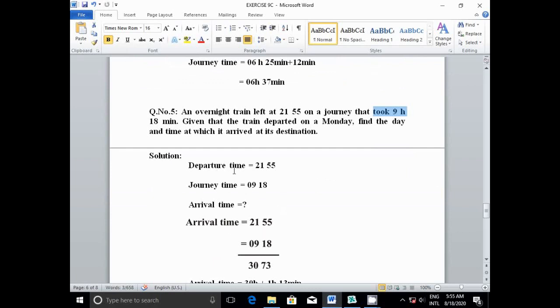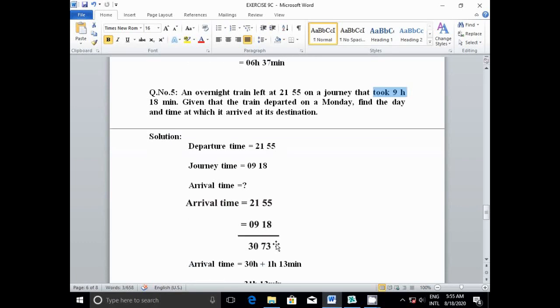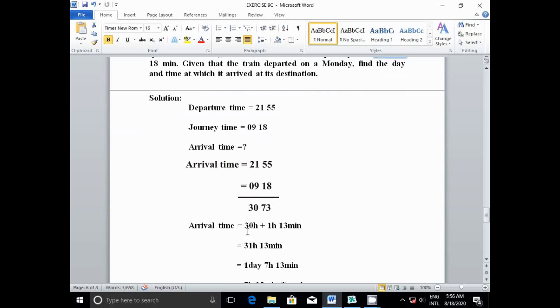We have the departure time 21 hours and 55 minutes, while the journey time is given 9 hours and 18 minutes. Let's take their sum. Now 21 plus 9, it means 30 hours, and 55 plus 18 minutes means 73 minutes. So the arrival time is 30 hours and 73 minutes. Here 73 minutes means 1 hour 13 minutes. So 1 hour and 30 hours mean 31 hours and 13 minutes.